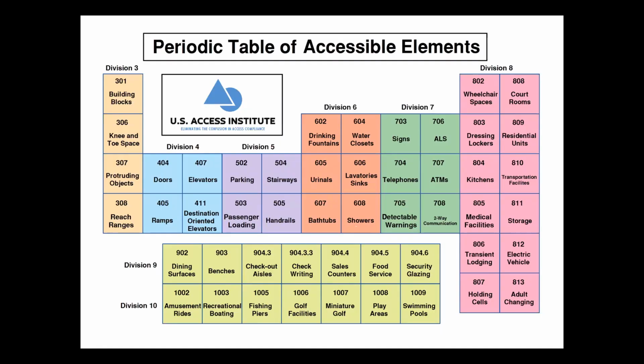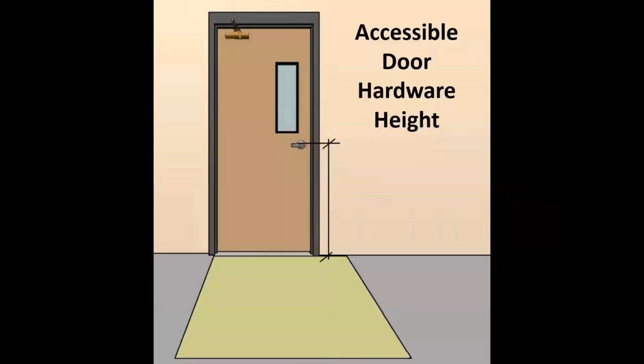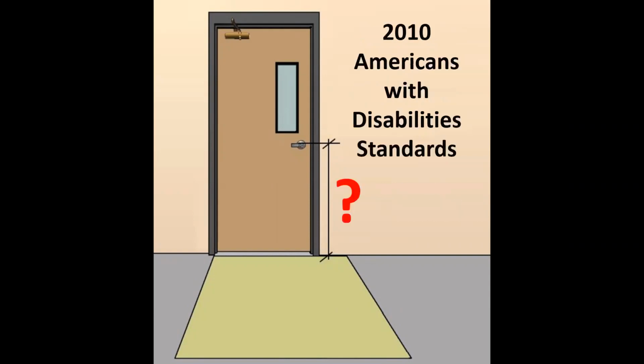First, we start with the periodic chart of accessible elements. It's not a real chart in the access standard sense of things, but hey, we want to make access fun. Next, we'll drill down to section 404, and that covers doors, doorways, and gates. And from there, we'll look specifically in this lesson at door hardware height requirements above the finished floor or ground. So what is the required hardware height across the U.S.?